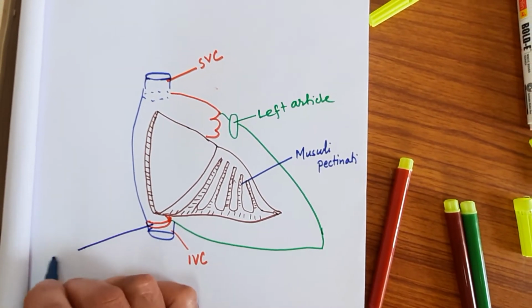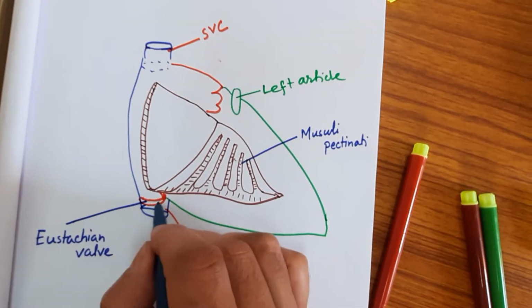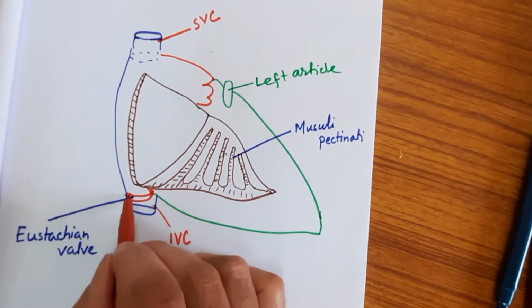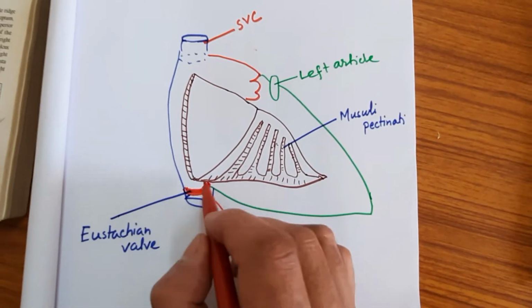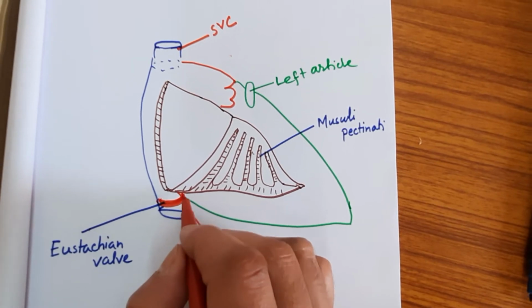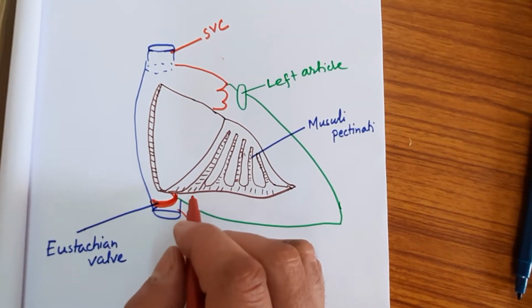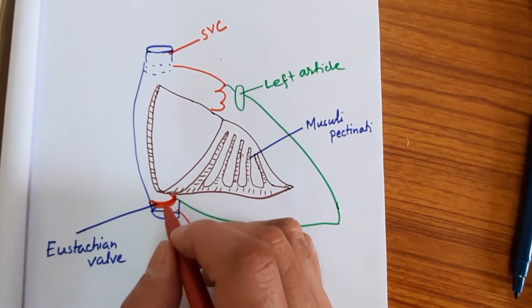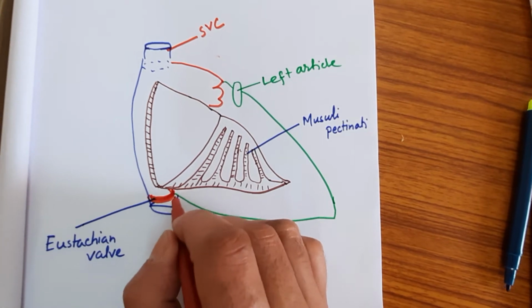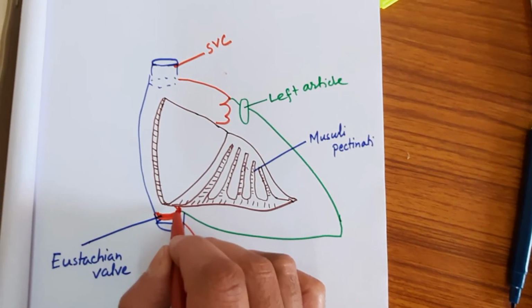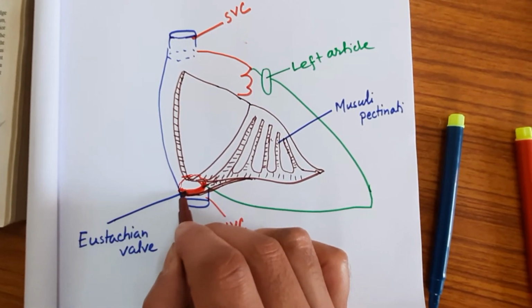The eustachian valve contains a concave margin. I have drawn it this way. This is the concave free margin. It has a right horn and a left horn, as you can see when you hold it this way.